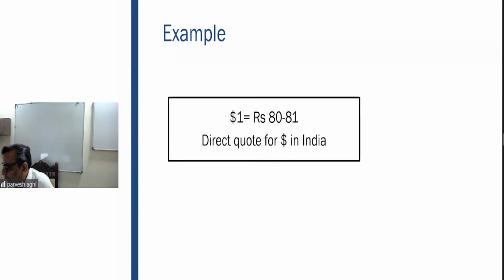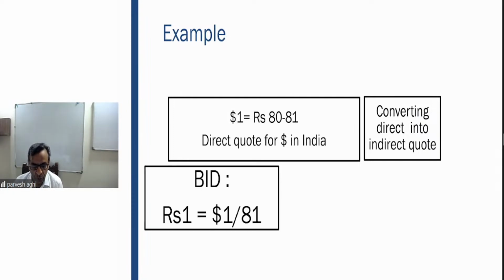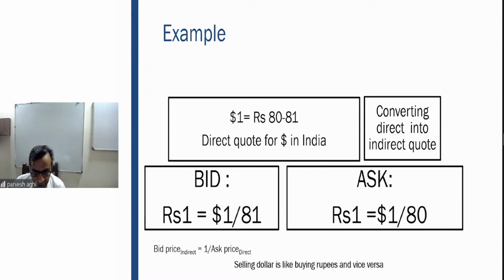Got it. Now we want to convert this quote from a direct into an indirect quote. So the bid rate will be 1 divided by 81. So we'll go to the ask rate and convert it. Similarly, for the ask, we will convert this into 1 divided by 80.